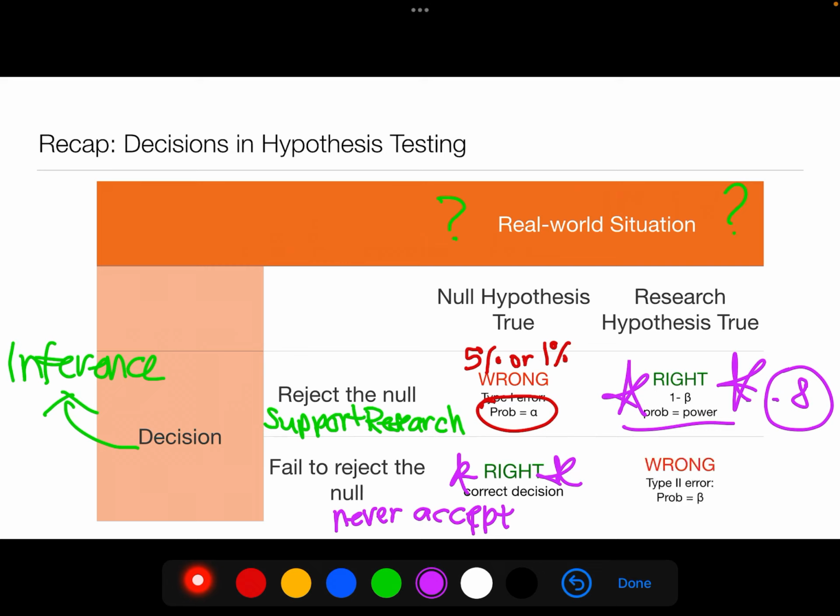The last kind of error we can have is our type 2 error. This is where we fail to reject the null and the research hypothesis is actually true. We said there's no effect, but there actually is an effect.